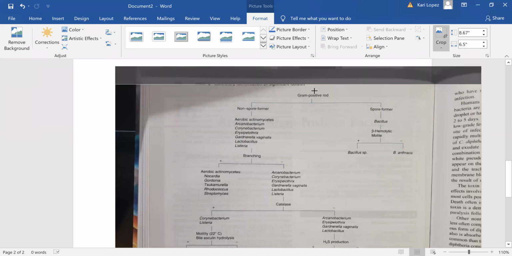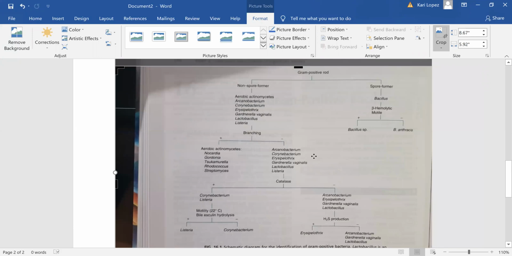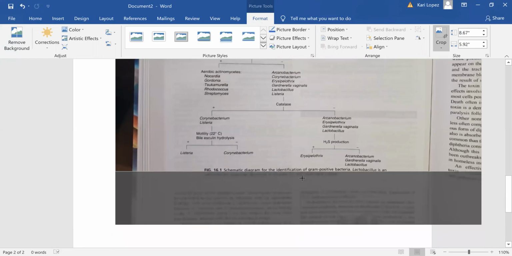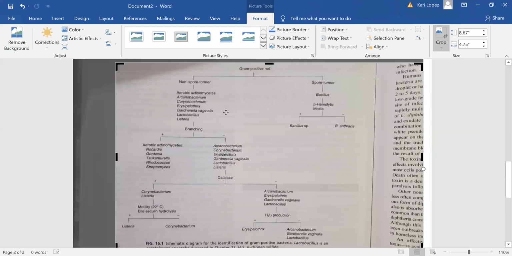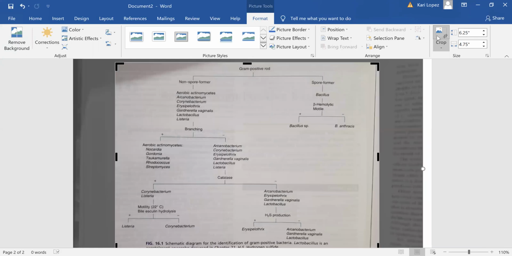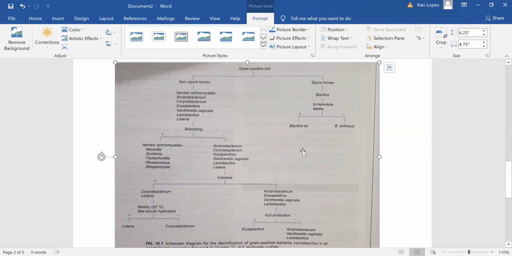Now this is going to be a more in-depth one for your gram-positive rods. So spore formers versus non-spore formers. Your spore formers are going to be Bacillus, and if it's beta hemolytic and motile, it'll be a Bacillus species, and if it's not, it'll be your B. anthracis.